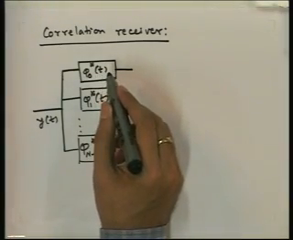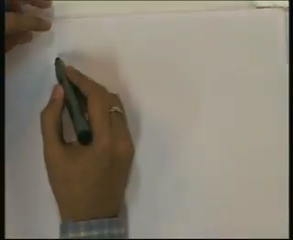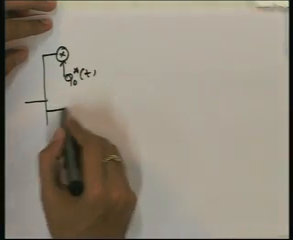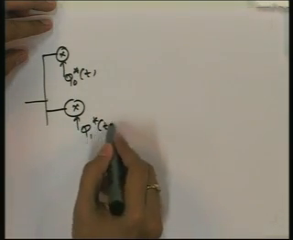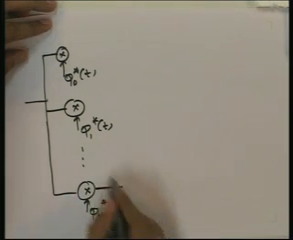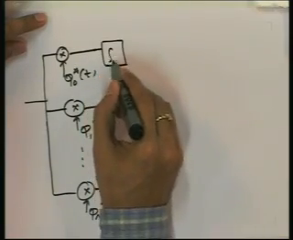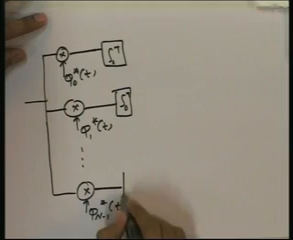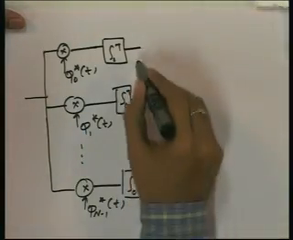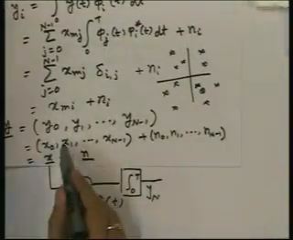Sorry, I have drawn this as a filter, but this is not a filter. We have to actually multiply. So we have the product with phi naught star(t), phi 1 star(t), up to phi n minus 1 star(t). So we have the products here. Now we want to do the integration from 0 to T, for each branch. So we have got the yi's here: y naught, y 1, up to y n minus 1. So we have got this vector here.